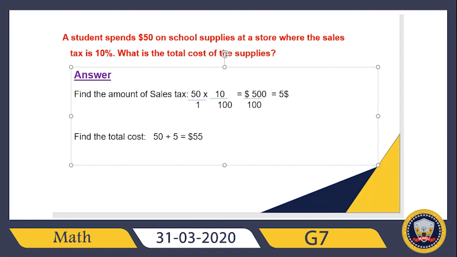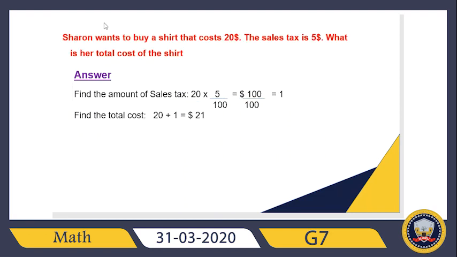Let's take another example in order to clarify it more here. Sharon wants to buy a shirt، يعني عايزة تشتري t-shirt that costs $20. يعني التيشيرت ب$20. السيلز تاكس sorry هنا it's 5%.